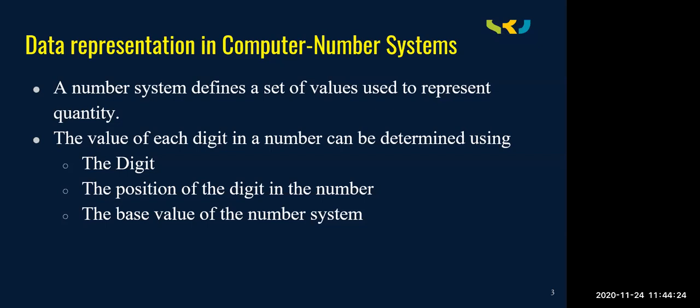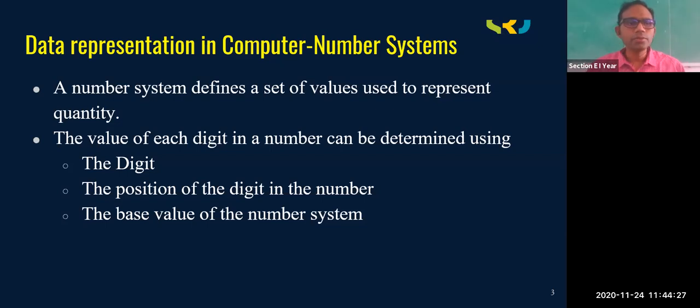Please mute yourselves. A number system defines a set of values used to represent a quantity. The value of each digit in a number can be determined using the digit, the position of the digit in the number, and the base value of the number system. So three things are very important. One is the digit, which digit you are performing the operation on. Next is the position of the digit. Is it at the hundreds level, thousands level, units level, or tens level? I hope you recollect this. You might have studied it in your second or third class: digits, positions of a number, units position, tens position, hundreds position, thousands position, etc.